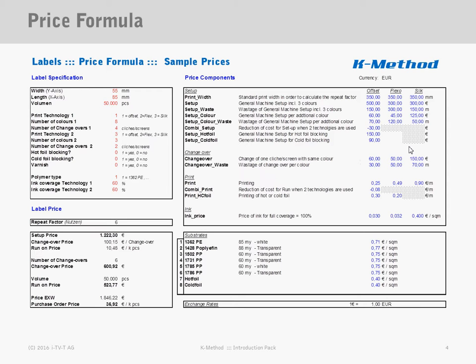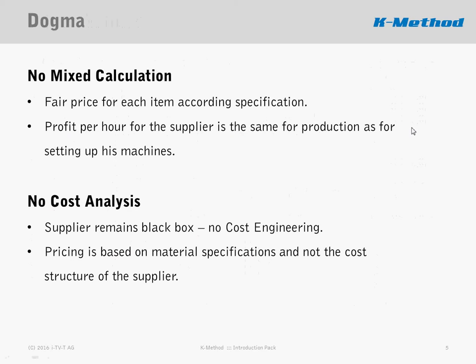So the first thing is no mixed calculation. Whatever it is, if it's complex, if it's small, if it is big, he needs to make his constant margin per hour. So that means also for the substrates, this is not the market price of the substrates. It will also have some margin for handling and a profit margin. And that leads us to the second point, no cost analysis.